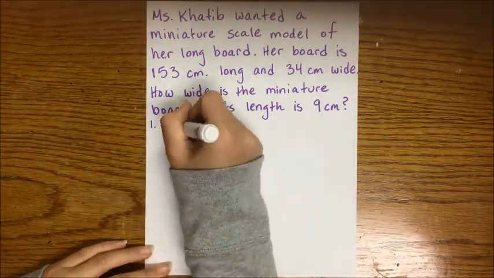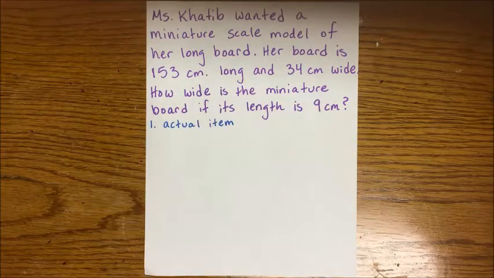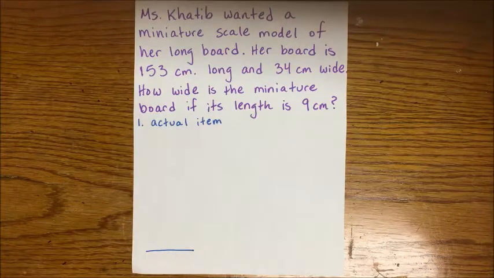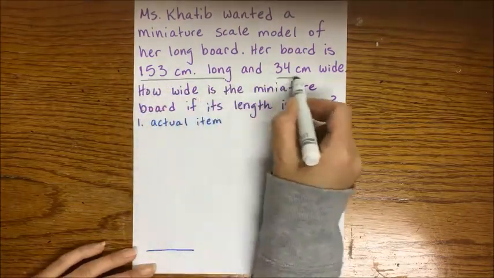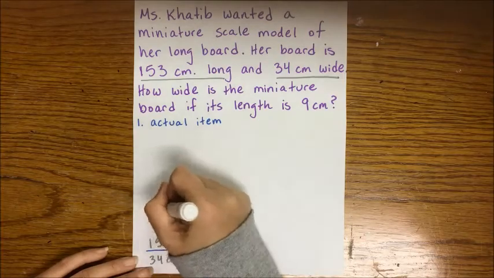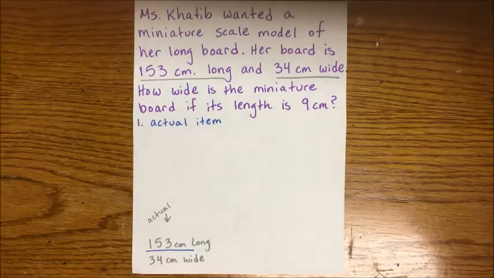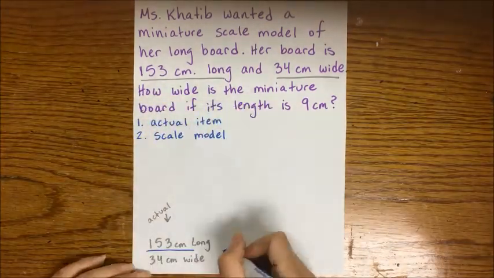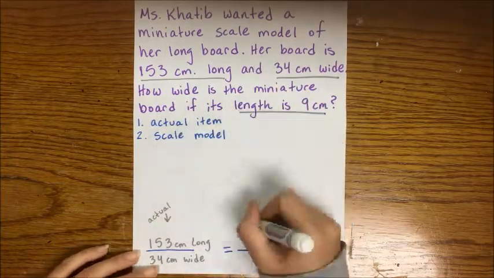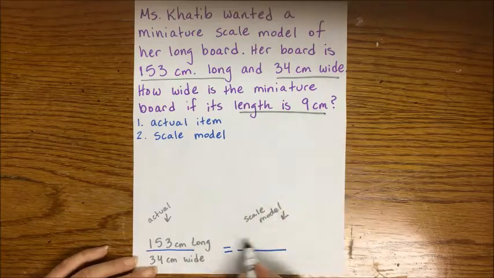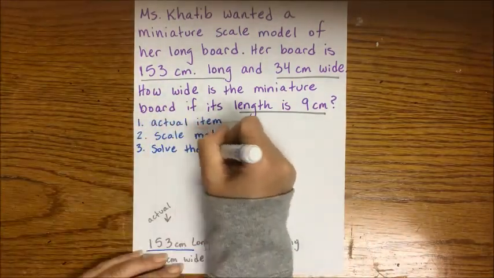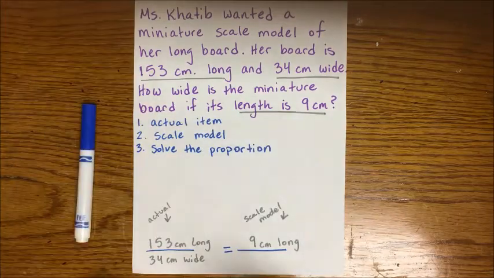So the first step is we need the ratio for the actual item. So we'll pull that information from our question. So we have our length and we have the width from the question for the actual board. Our next step is we need the scale model ratio, or what are we jumping to? And one piece of information is still in the question, so the length of the model board is 9 centimeters long. And once we have that information, we just solve the proportion.